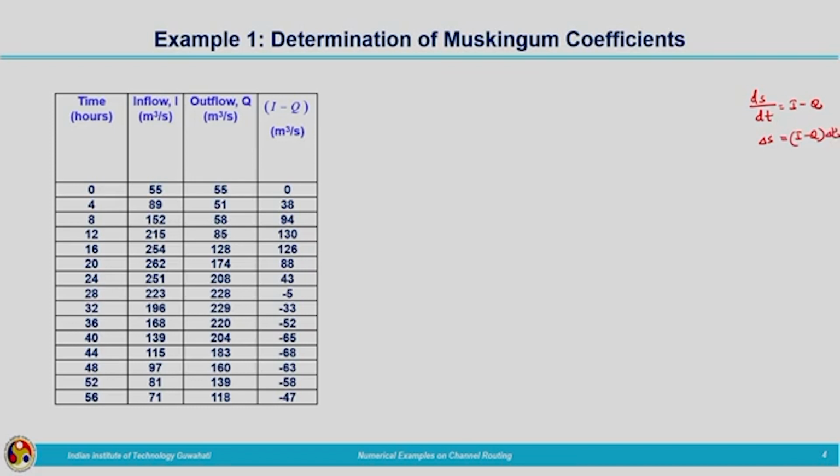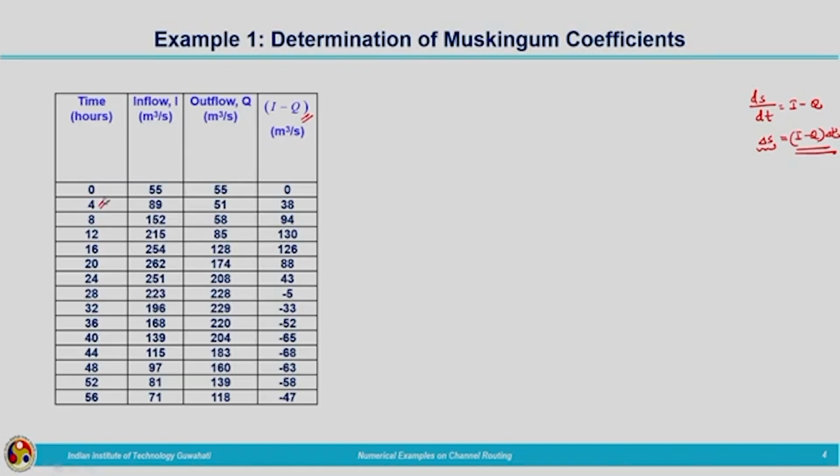We know the time interval. So, change in storage we are calculating by using this. Once change in storage for each time interval is calculated, by considering the cumulative value we will get the total storage. For that, we have calculated the value corresponding to I minus q, that also will be in meter cube per second. Now, we will multiply I minus q with the time interval.